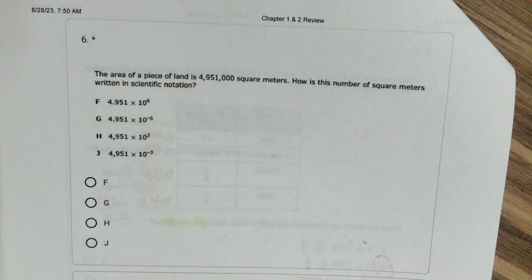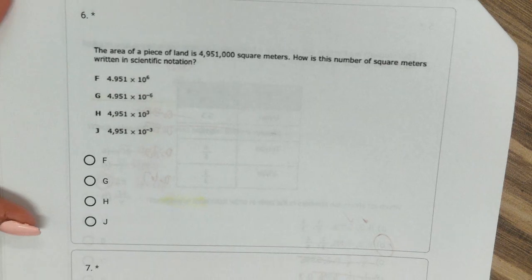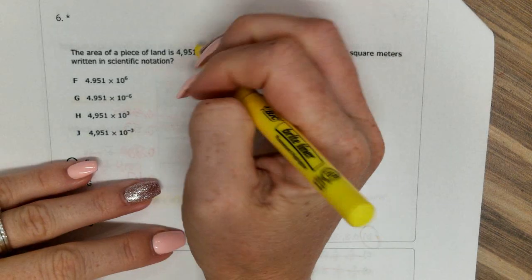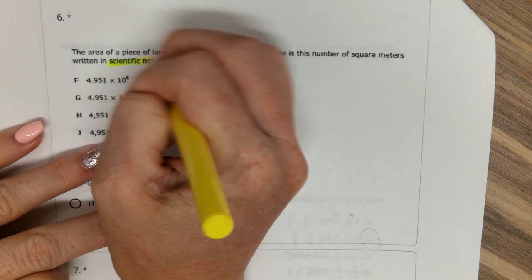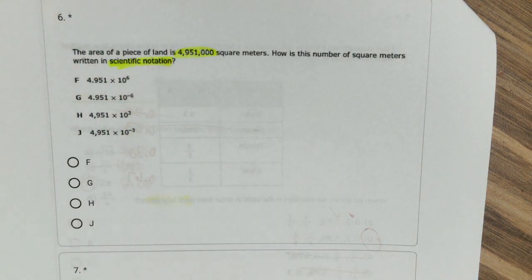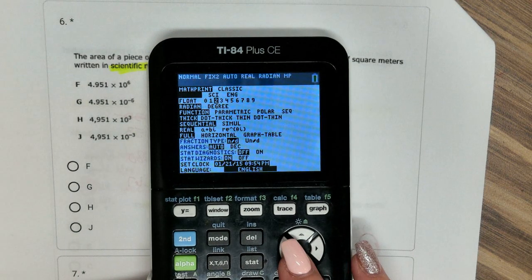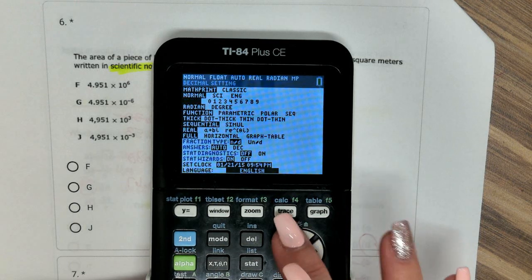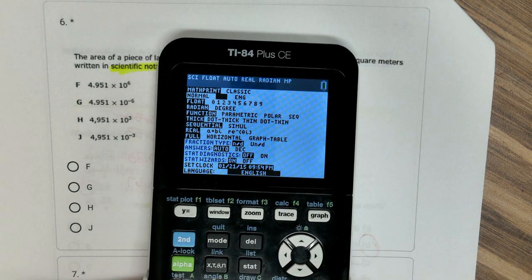Oh, sorry. Scroll down. Okay, the area of a piece of land is this number. Then it asks, how is this number written in? Okay, so what mode do I need to be in? What mode do I not need to be in? Float. So everybody go to mode, get out of float 2, and go just to float. And I'm going to go to SCI.